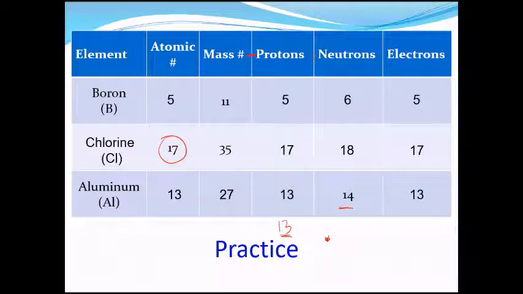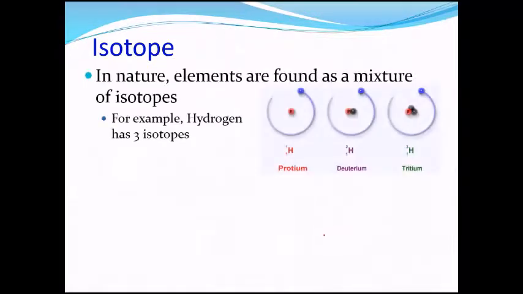All right, so this is the basics of atomic structure, going through the protons, neutrons, and electrons for an atom. Let's look at isotopes. In nature, elements are found as a mixture of isotopes. For example, hydrogen has 3 isotopes. We have protium, deuterium, and tritium. They're all different because they have different masses.